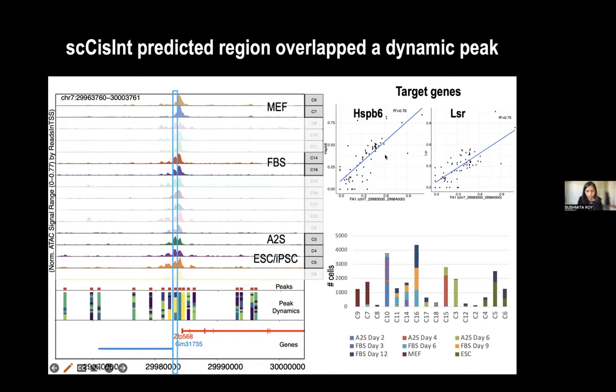So what I'm showing you here are two genes, HSPB6 and LSR, which sc-cysint predicted to be targets of this particular locus. And just as a sanity check, we looked at the extent to which they are actually co-accessible. And you can see that there's a pretty good agreement. On the y-axis is HSPB6's accessibility, and the x-axis is the other locus. And what we want to do now is see whether these interactions actually make sense.